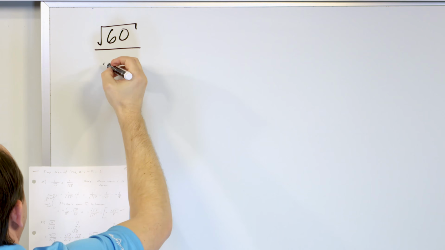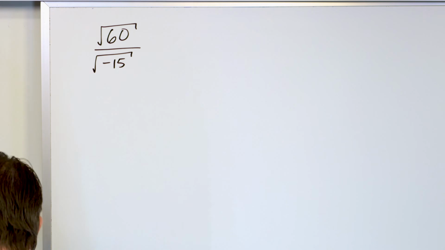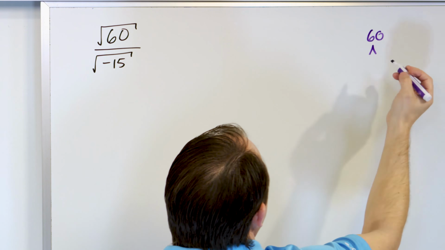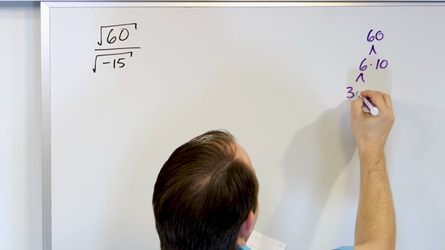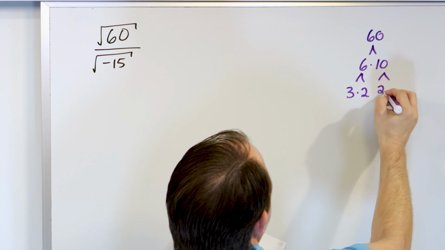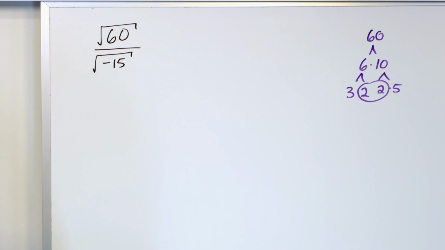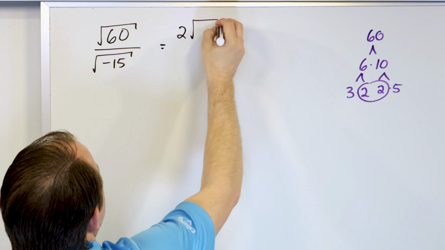Square root of 60 over the square root of negative 15. All right, we know how to deal with the square root of 60, so we come over here and say, well, what does 60 equal? 60 can be written lots of ways. 6 times, let's do 10, and then this is 3 times 2, and then 10 is 2 times 5. And you can see I have a pair of 2's right there. So I can, of course, pull that pair of 2's out as a single. And so on the top, it's going to be a 2 times the square root of what's left over.